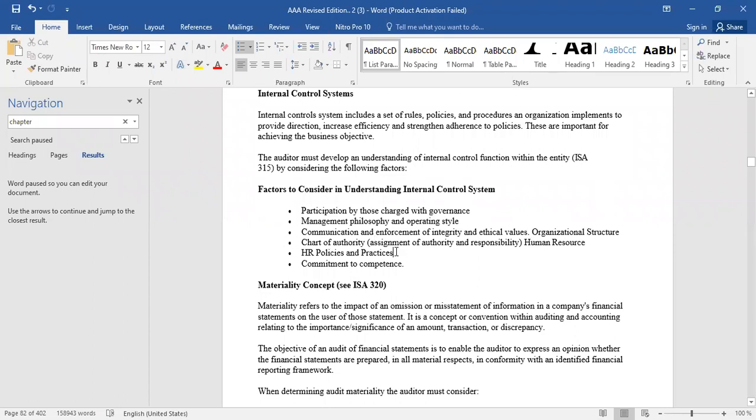HR policies and practices and procedure manuals. Then commitment to competence. This one is normally one of the values, competency, integrity. Those are some of the values. So these are some of the things that you need to consider so that you can understand the internal control system. Is there any question there? Factors to consider so that you can understand the internal control systems in an organization. Is there any question there? So let's look at materiality. That is ISA 320. I just wanted to mention something about internal control systems.